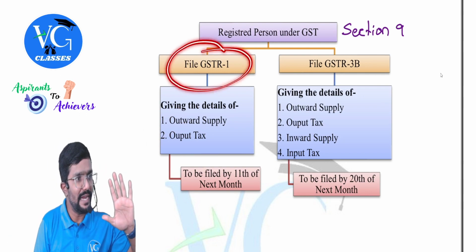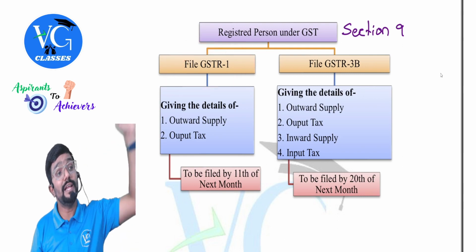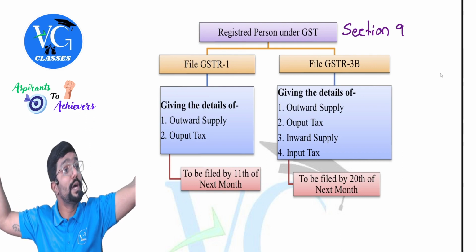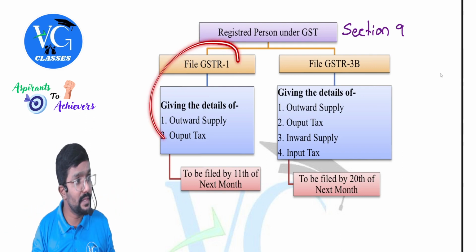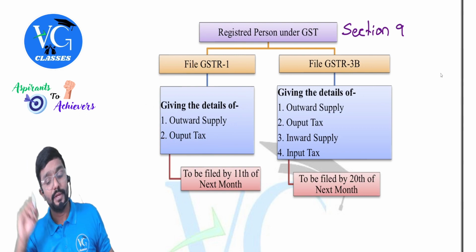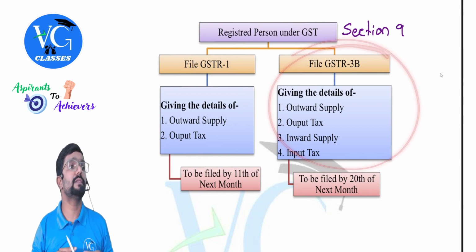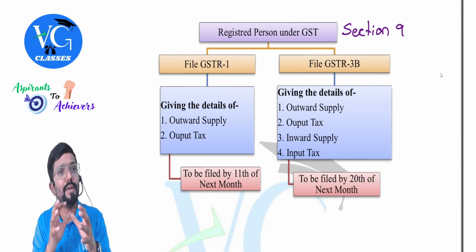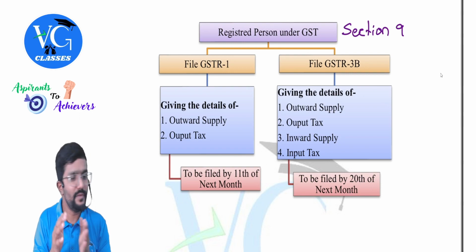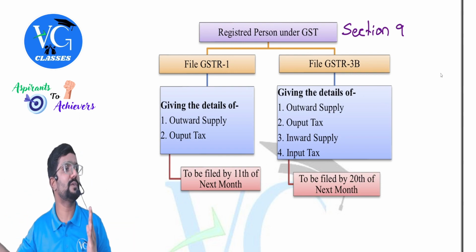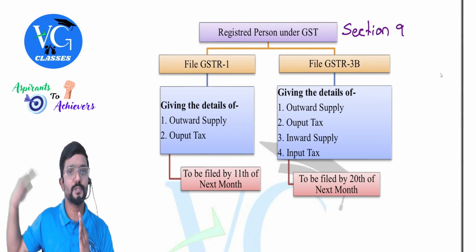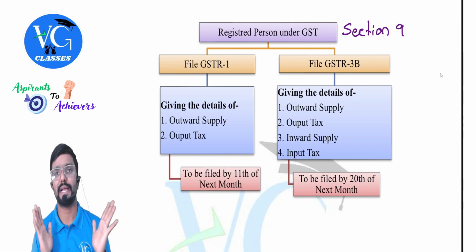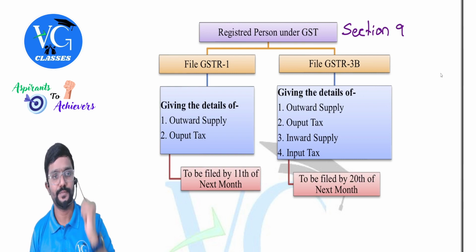Guys, after GSTR 1 is filed by the supplier, it will auto reflect in GSTR 2B of whom? The recipient. Now, combining this as well as GSTR 2B, you should file what? GSTR 3B. And I repeat, guys, don't only talk about supplier. Supplier will also be a recipient. Clear? Obviously, when he is supplying something outside, he would have taken something inside also. So for his inward supply, he will be recipient, whereas for his outward supply, he would be a supplier, guys.